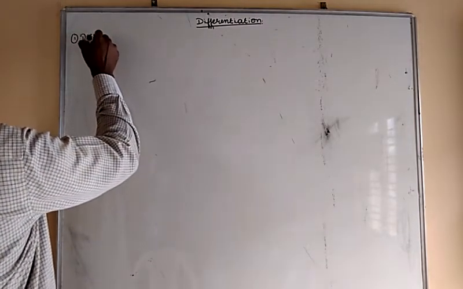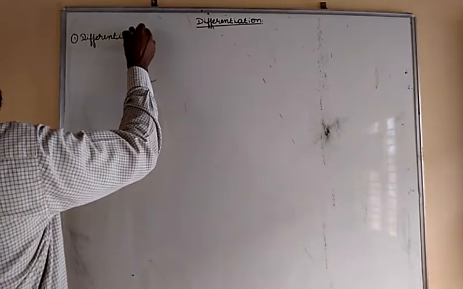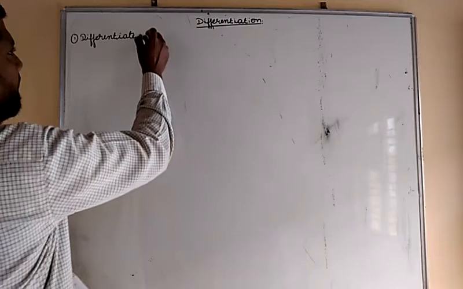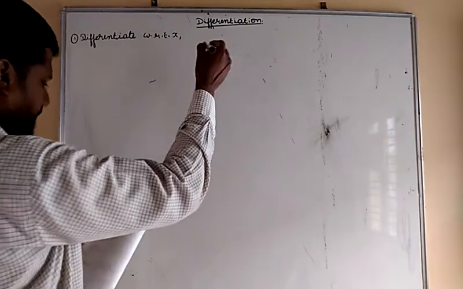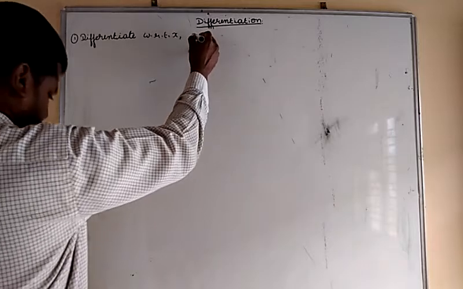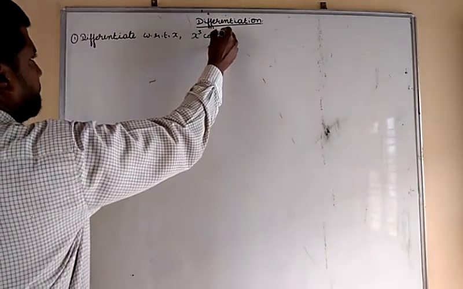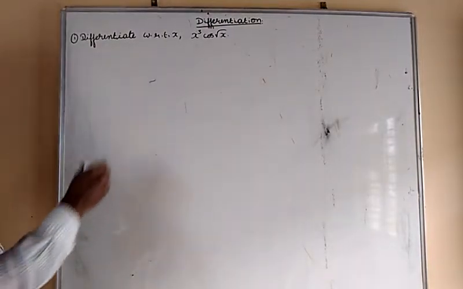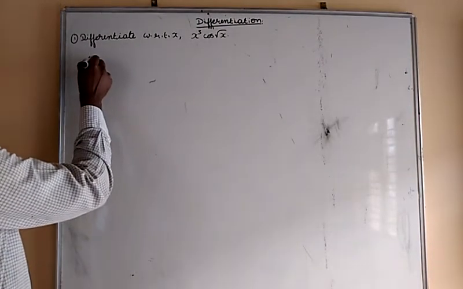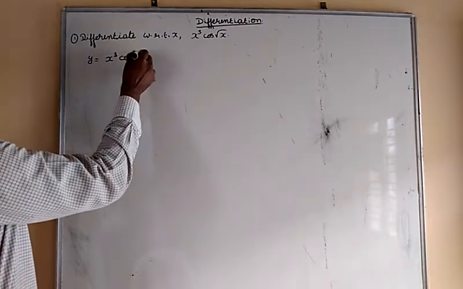Differentiate x square or x cube cos root x with respect to x. So this is a function, okay? So let us take the given function y is equal to x cube cos root x.